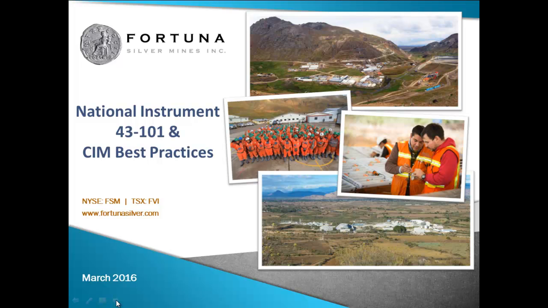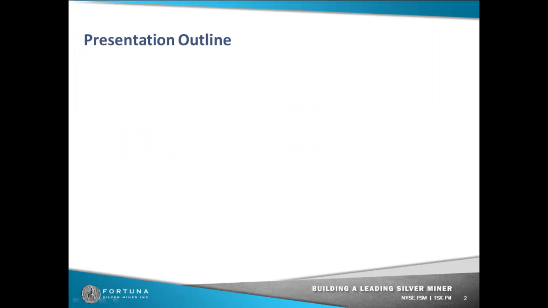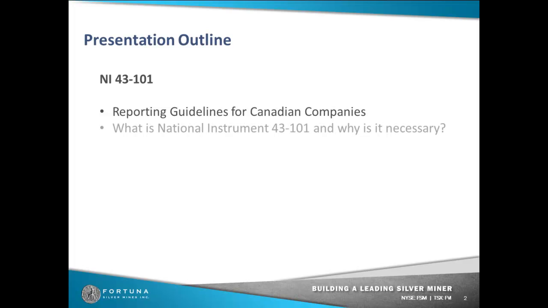So the following presentation is split up into two main components. The first component is going to focus primarily on National Instrument 43-101. We're going to look at the reporting guidelines as set out for Canadian companies within 43-101. We're going to look at, in particular, the National Instrument and why it is necessary today.